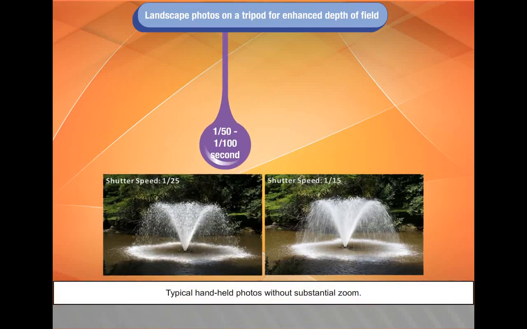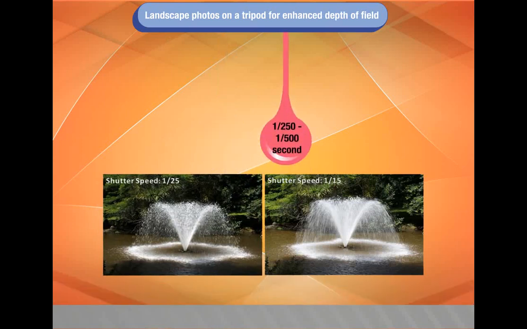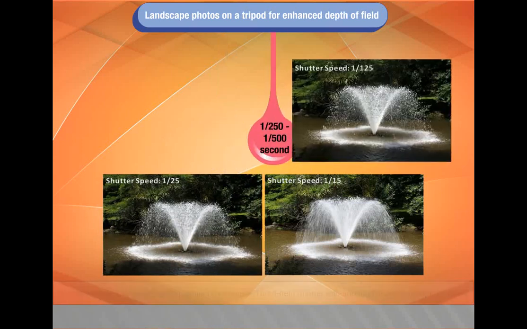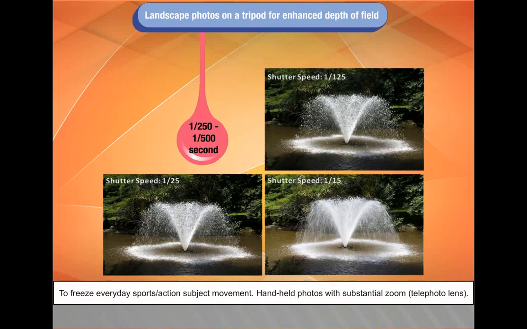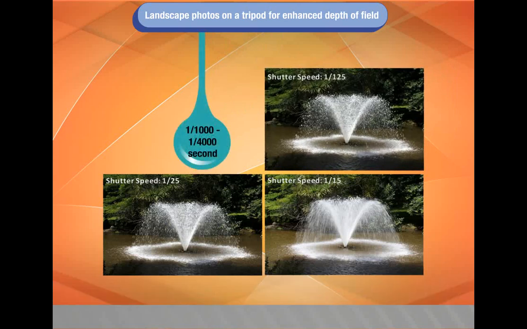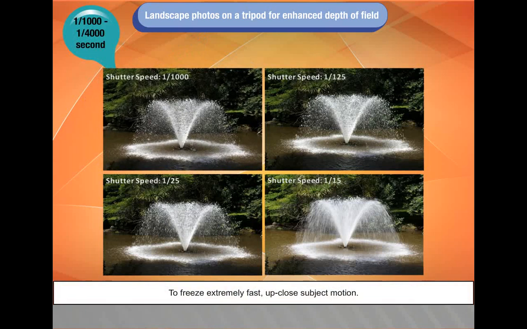Typical handheld photos without substantial zoom. 1/250 to 1/500 second. To freeze everyday sports or action subject movement, handheld photos with substantial zoom, telephoto lens. 1/1000 to 1/4000 second. To freeze extremely fast, up-close subject motion.